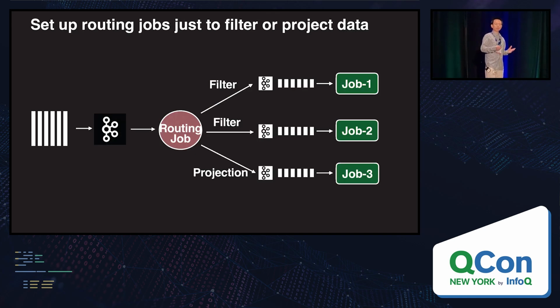People have been setting up routing jobs just to apply the filter and projection to produce smaller substreams, so that all the downstream jobs only need to consume the smaller substreams. This definitely helps improve the efficiency, but it also creates an extra routing job to maintain, and data duplication.